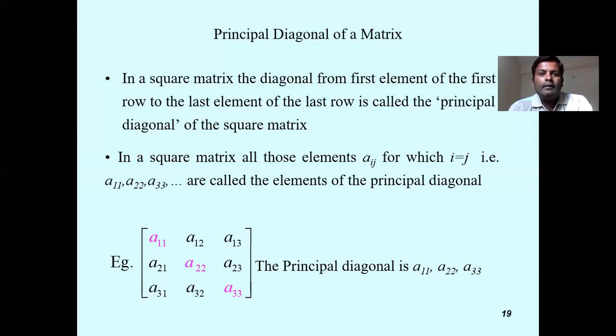Once again, we see the definition. In a square matrix, the diagonal from the first element of the first row to the last element of the last row is called the principal diagonal of the square matrix. The principal diagonal is a11, a22, a33.